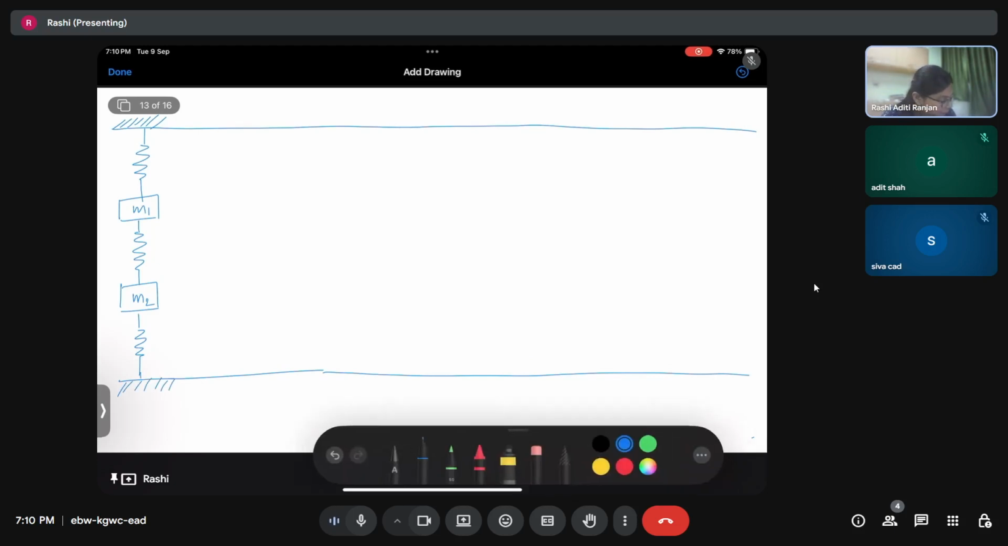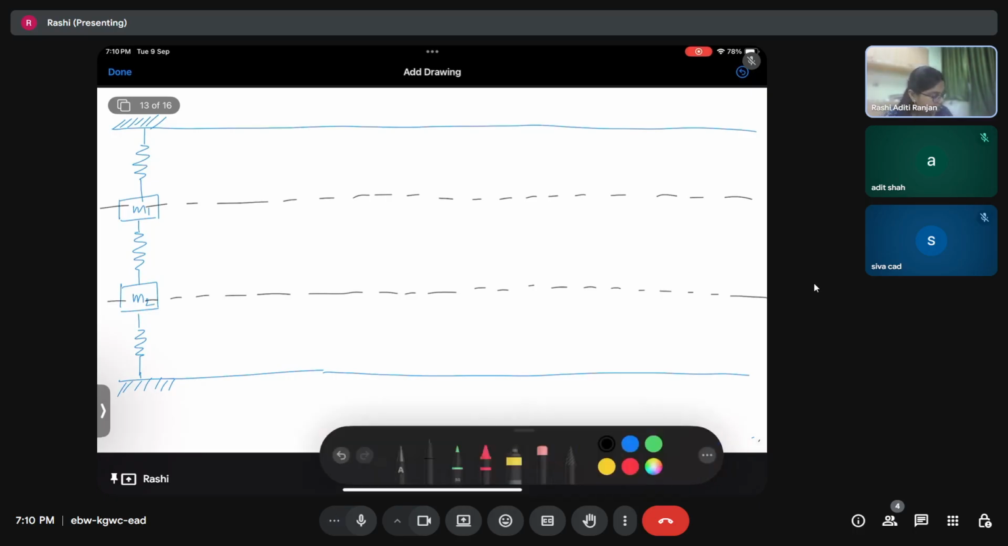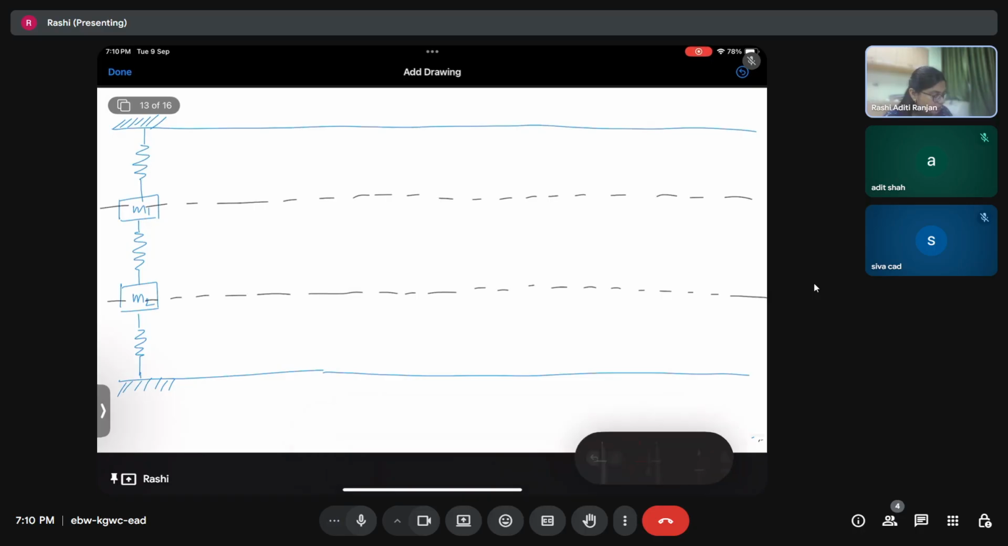If I draw the reference line over here for mass m1, we have the reference line like this. Mass m2, we have the reference line like this. Okay, now if I would like to plot it, we'll first plot the mode for the first frequency, first natural frequency.